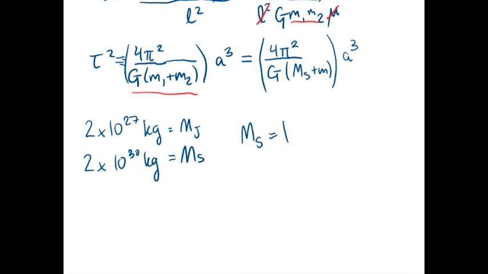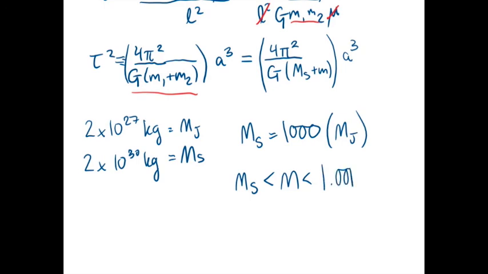The mass of the sun is approximately 1,000 times the mass of Jupiter, meaning that the variation in the total mass is from approximately M_sun for a very small orbiting object to approximately 1.001 times the mass of the sun. That's a variation of about 0.1%.